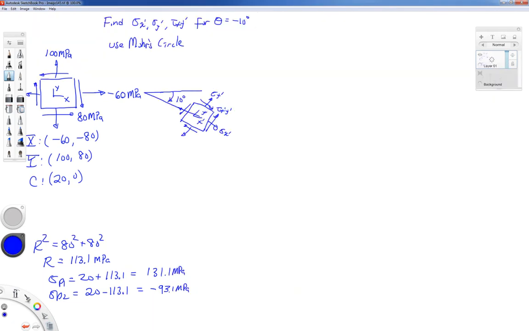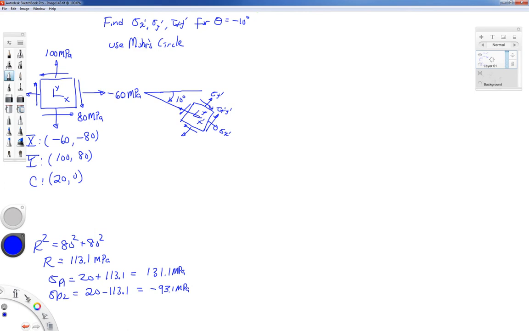All right, so this will be the last thing we'll do in this video. We're going to use this stress state, and we're going to find the new stress components at an angle 10 degrees clockwise. Theta is equal to minus 10 degrees. We're going to use Mohr circle to find sigma x prime, sigma y prime, and tau x prime y prime.